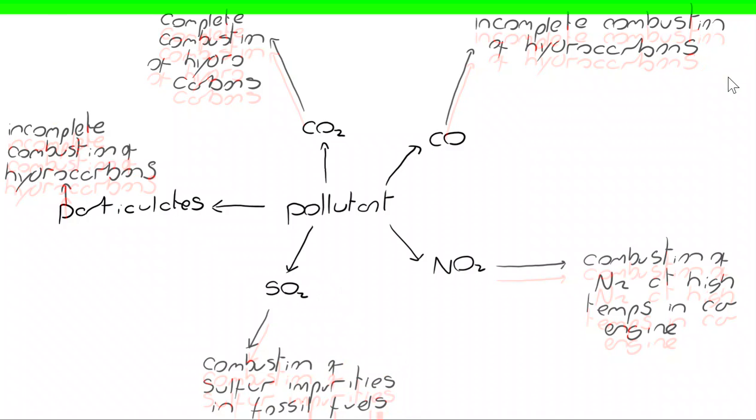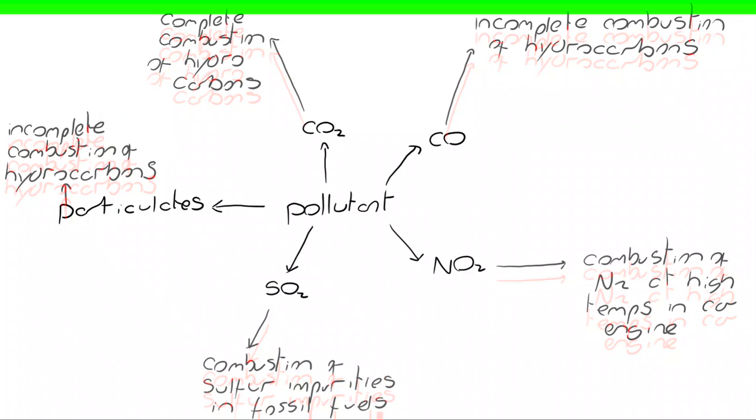Now we're looking at combustion all the way around here. Combustion is always the combination with oxygen. So the N2 combines with oxygen to make NO2. The sulfur impurities in crude oil combine with O2 to make SO2. So I've done all of those in red.